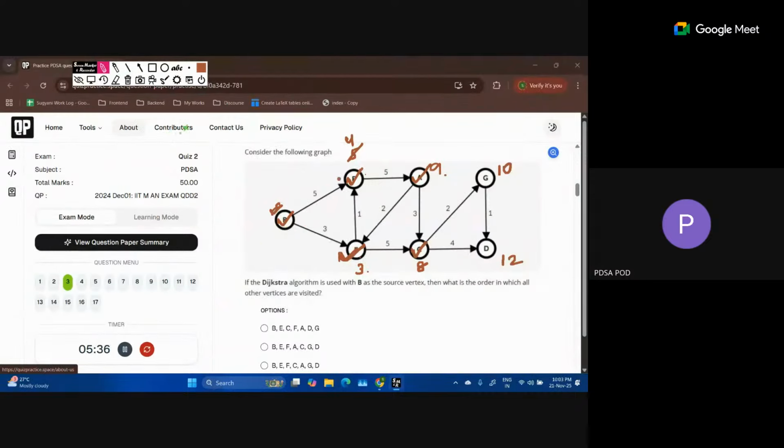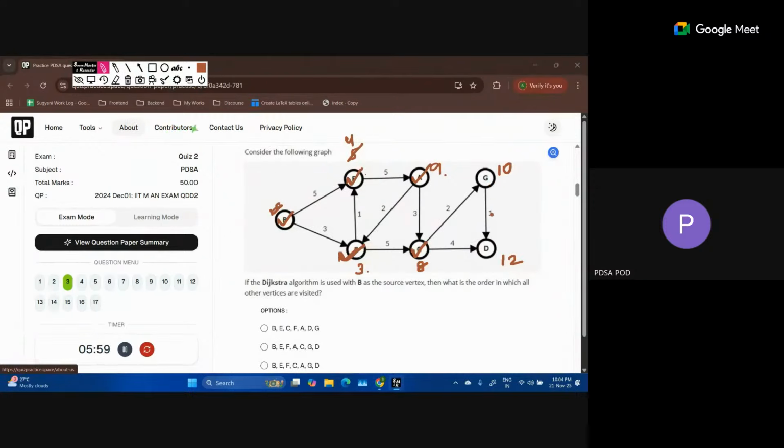So that's the concept. Till now, up to F the minimum distance is 4. From F to A the minimum distance is 5. So from B to A the minimum distance will be 4 plus 5. Got it? Yes ma'am. Okay, so then we go to G.